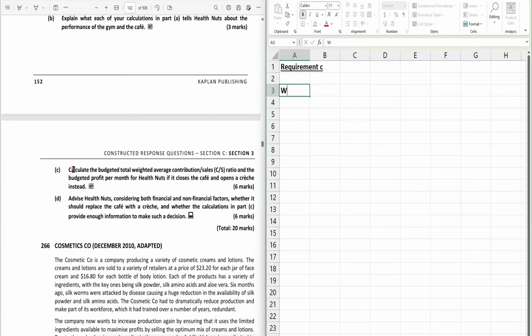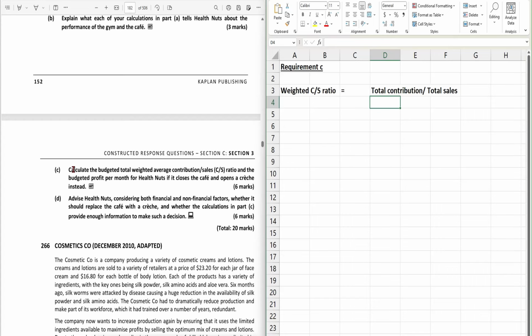What is the formula for the weighted CS ratio? This is for multiple products, not for a single product. For multiple products, we take the total contribution and divide by total revenue or sales. In case of a single product, we only take the contribution per unit and selling price per unit to get the CS ratio. But in case of multiple products, we need to calculate the weighted contribution to sales ratio.